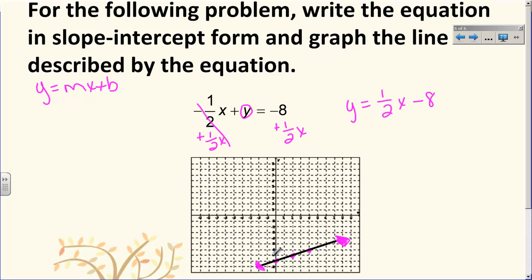So that is slope-intercept form of an equation. Like I said, it's really important. It's something that you are going to need to know and be very familiar with. So I hope you have your notes all taken and nice and pretty, and I will see you tomorrow.